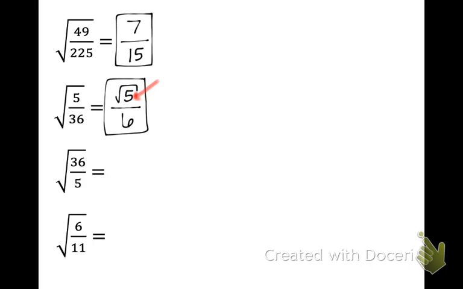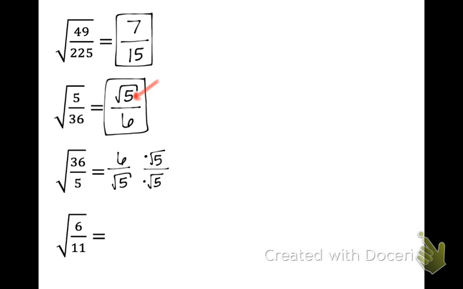Okay, next, same one, kind of, just flipped. We can take the square root of 36, so we get 6. We cannot take the square root of 5, so we have to leave square root 5 on the bottom. This is not an okay way to leave your answer. Again, it's not a proper form to leave a square root in the bottom. So we're going to multiply the top and the bottom by square root of 5.